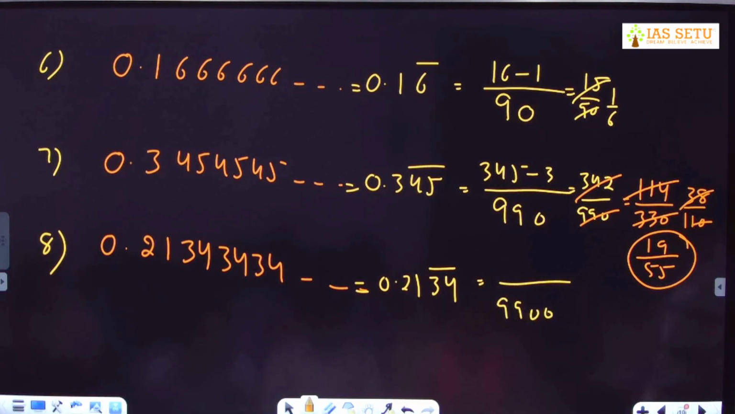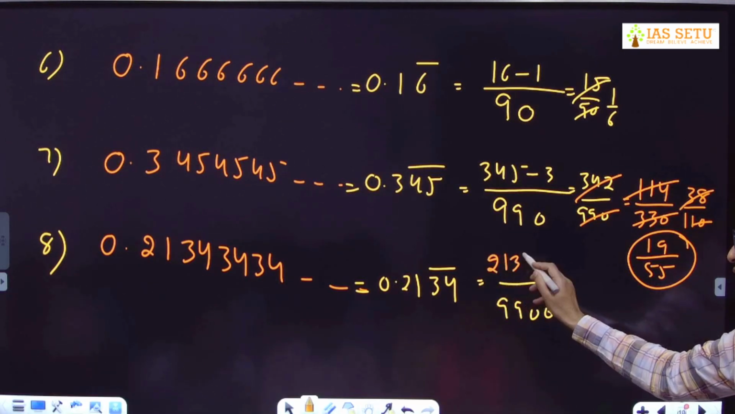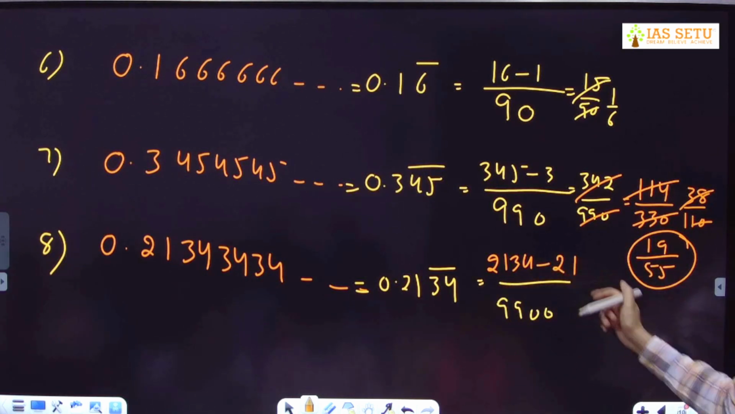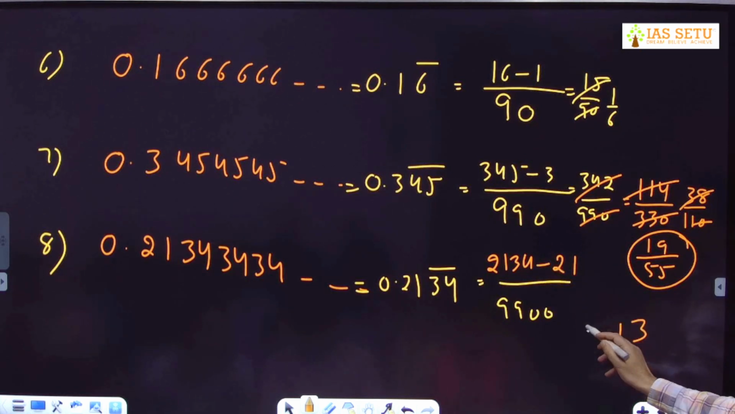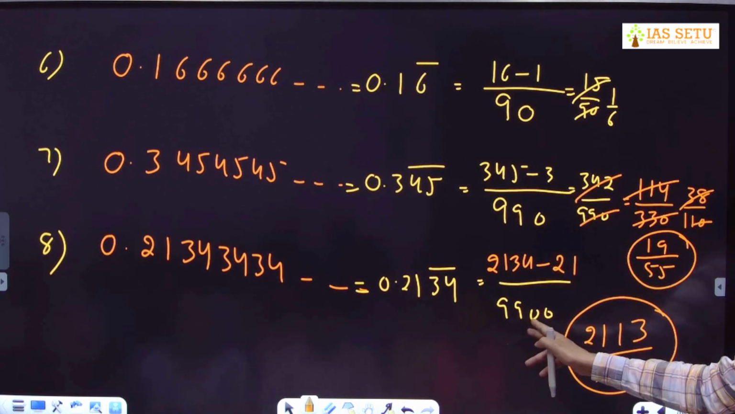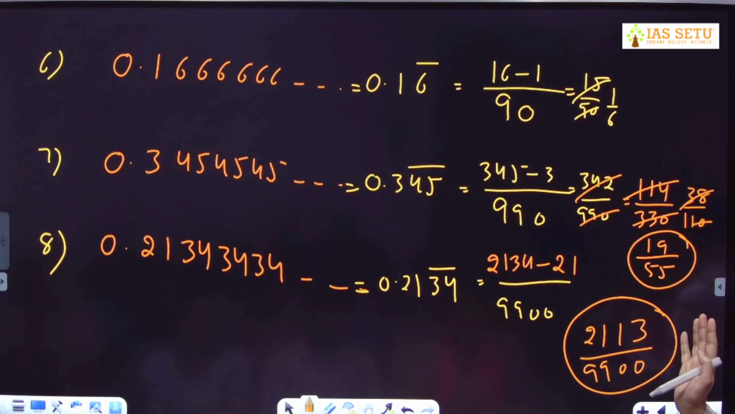Now here, next question. What is your total number? 2134 minus 21. Be careful. कुछ लोग गलती से 34 कर देते हैं. 4 minus 1, 3, 3 minus 2, 1, 2 1, 1 3 upon 9900. 3 से तो जाएगा नहीं, 11 से भी नहीं जाएगा, 2 से भी नहीं जाएगा, so we will not be able to simplify. 5 से भी नहीं जाएगा, so this is your answer. I think you got this answer, 2113 upon 9900. Does anyone have a problem? I can take more examples. Clear? All of you? Type 3 is easy.